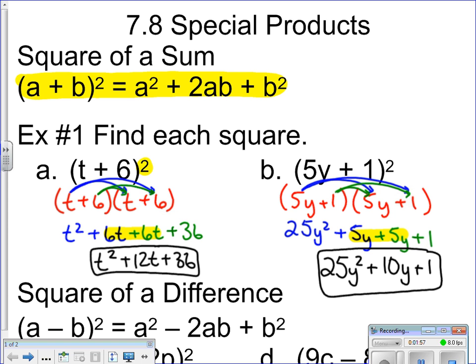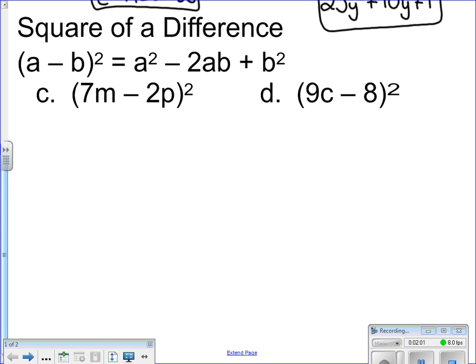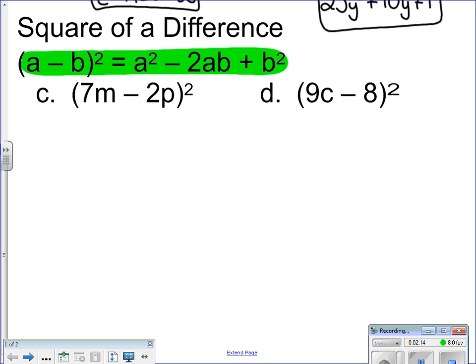Now the second formula is the same as the first one, except it does minus. All the first two examples I showed you all were plus. This is minus. Okay? So I'm going to write out the parentheses twice. 7m minus 2p, 7m minus 2p.